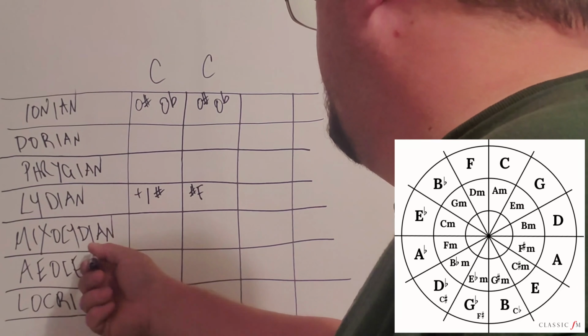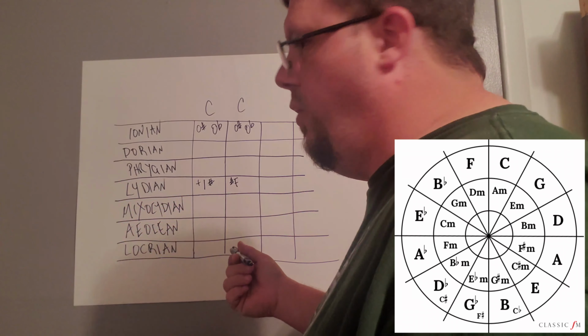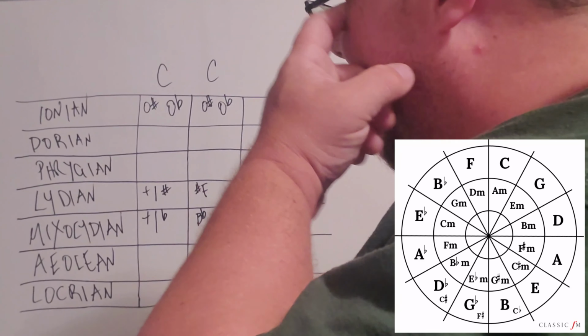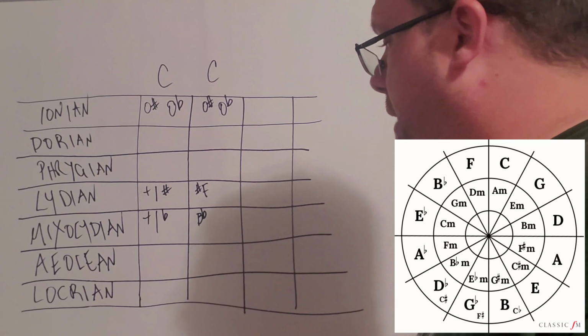Okay, so Mixolydian is going to be a flatted 7th. Whenever you add that first flat, it's always going to be B flat. And B flat is the flatted 7th of C major. So that's your key signature for C Mixolydian.